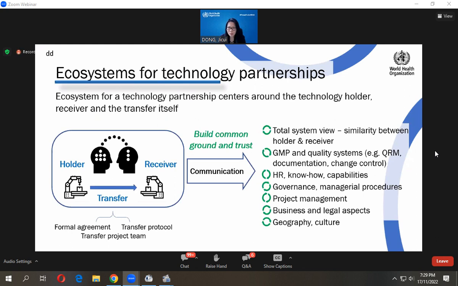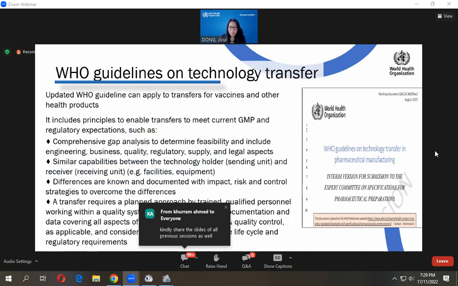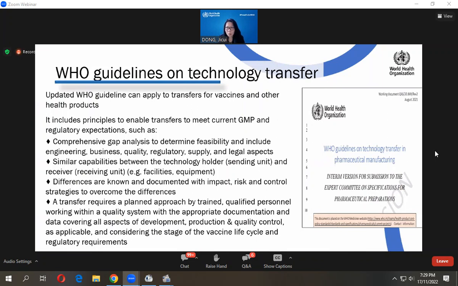Before you start technology transfer, you need to know each other. Get a total system view and know the similarities and differences between the holder and the receiver. Of course, before the transfer, you need to develop a formal agreement and transfer protocols and form an effective transfer project team. So I mentioned the WHO guideline. The first version was published in 2011. And during COVID, the WHO saw that member states were eagerly seeking guidance on technology transfer.